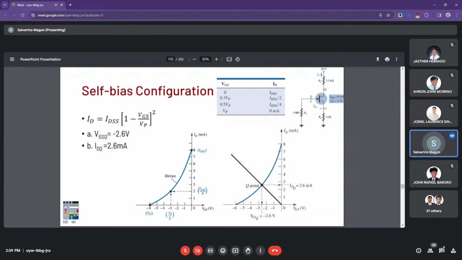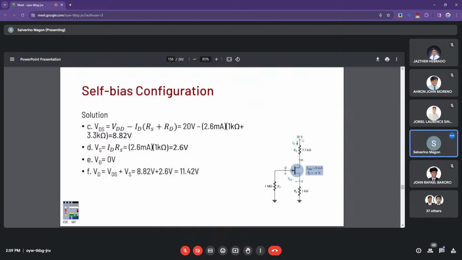So since we have already the ID, we have about 2.6, and the current here will be 2.6 as well. Okay, so just looking at the plot. Anyway, analytically, you can come up with the same answers in the Shockley's equation. Okay, so next is the self-bias.